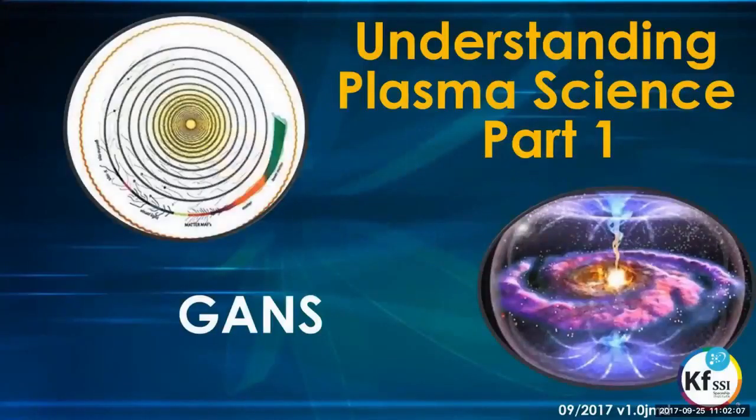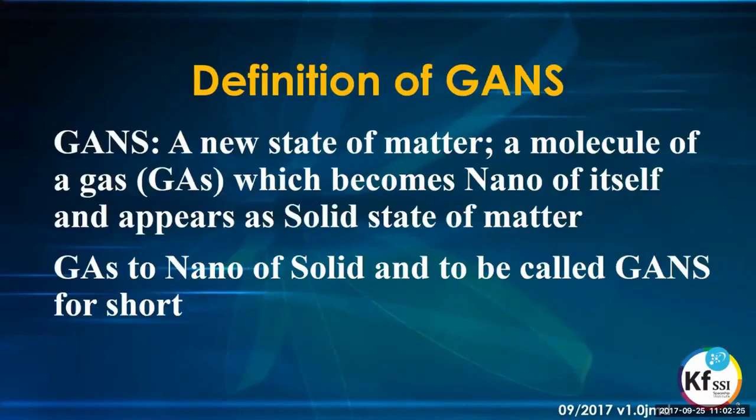Now let's go on to the third section, which is just going to be explaining a bit on what GANS is. It's a new state of matter: a molecule of a gas, which becomes nano of itself and appears as a solid state of matter. Gas to nano of solid is to be called GANS for short. We'll just explain a bit more about that.